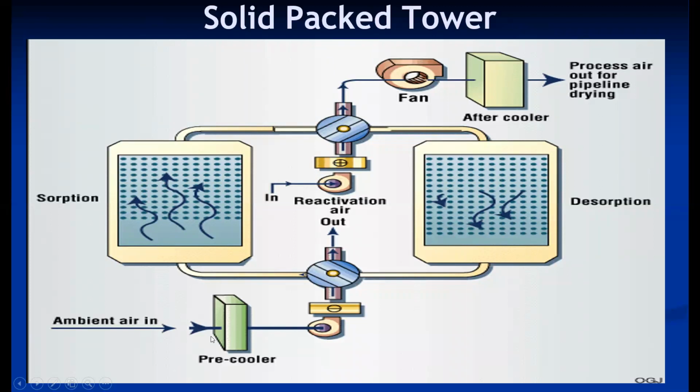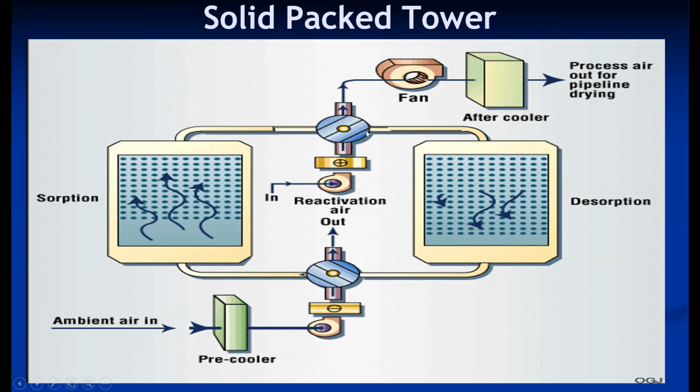So the ambient air is first pre-cooled in the cooler, then it is made to flow through this packed solid tower. When it comes in contact with this solid desiccant, the moisture is removed. So it is already cooled here, and the moisture is removed. Then this is the process air. Then the cold and dehumidified air is used for the application.